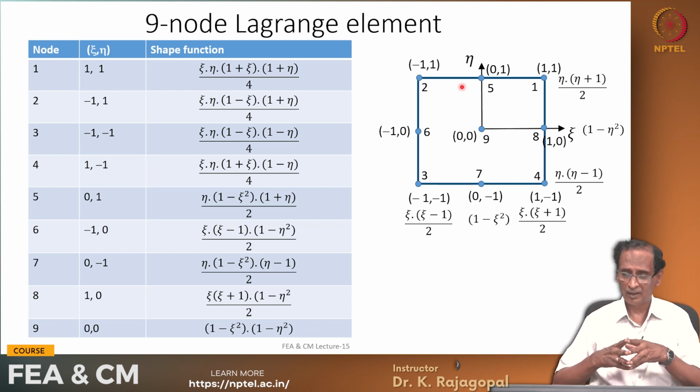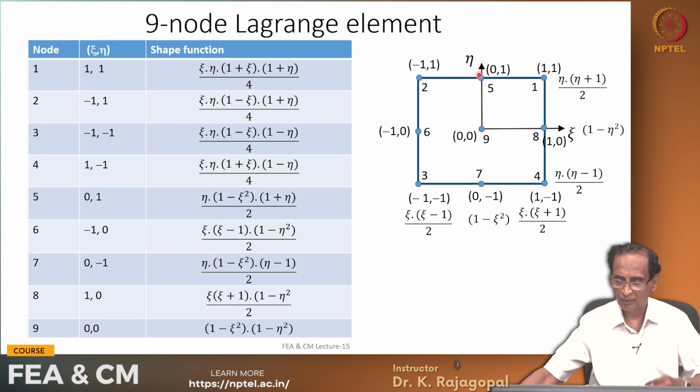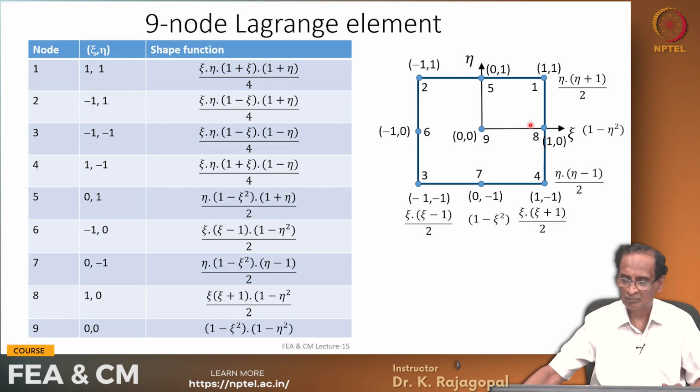Now let us go on to a much higher order element, say a 9 node Lagrange element. This is a pure Lagrange element because we have the same number of nodes along each line, whether along the xi direction or along the eta direction. Node 1 is in the positive quadrant, node 2 is in the second quadrant, node 3 is in the third, node 4 is in the fourth quadrant, and so on.